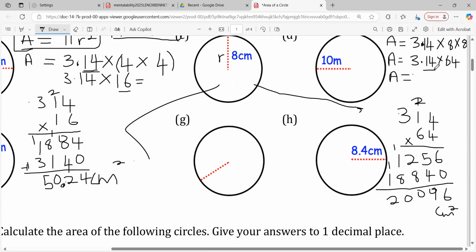So that would be 200.96 centimeters square. I left off the 0. Yeah, 200.96. My bad. It's actually 200, because the decimal point goes on the right side here. So it's 200.96. Very good. As I said, centimeters square.